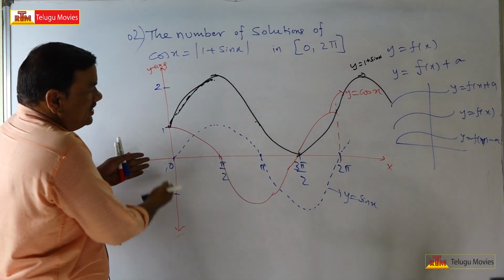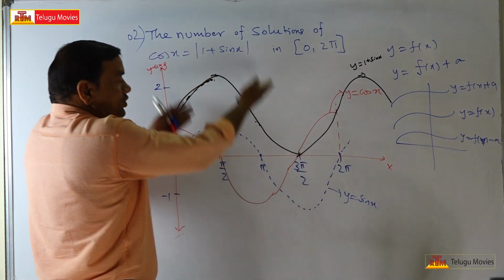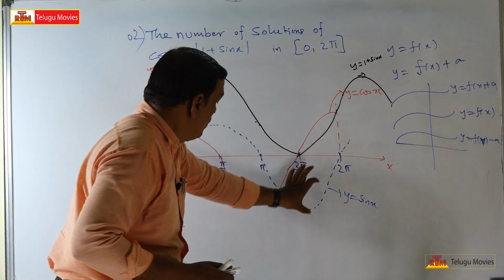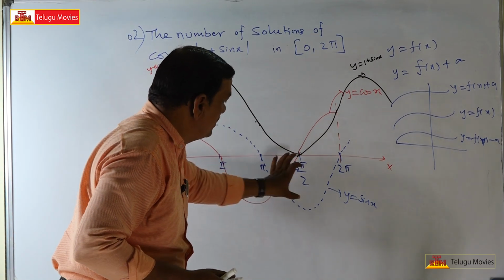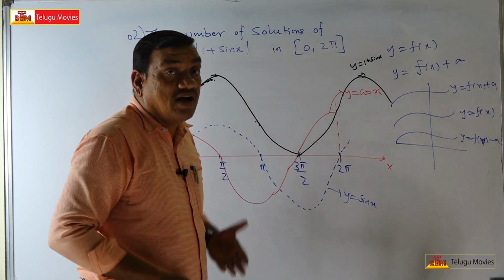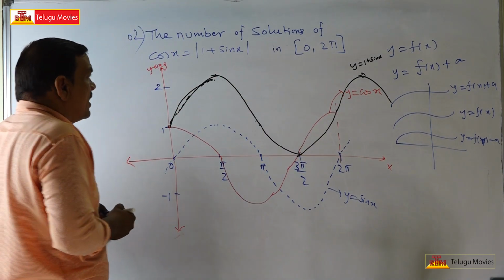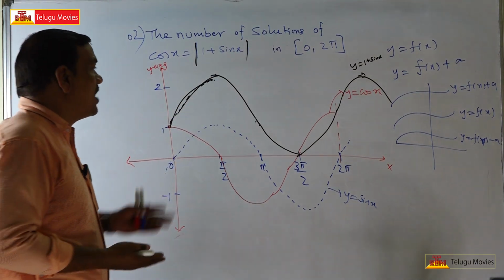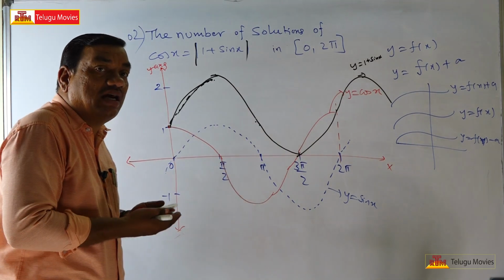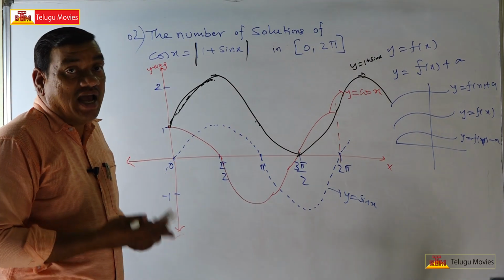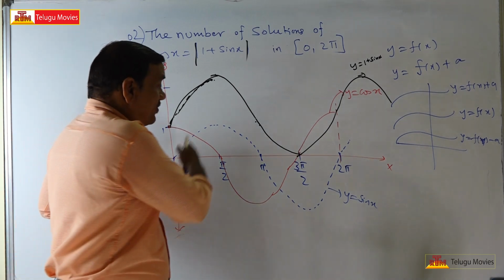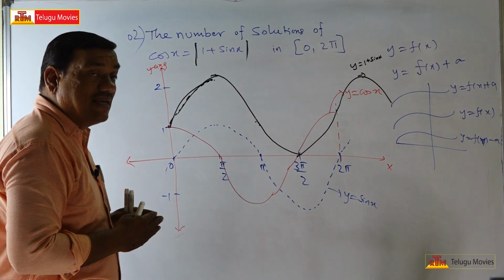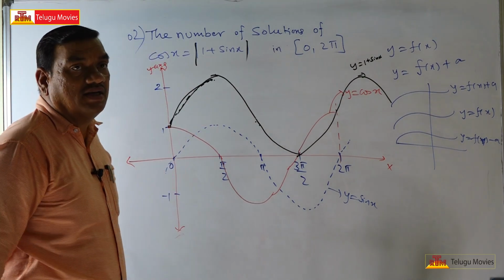That means if you observe the graph against the dotted lines, it was raised by 1 unit. Here 1 unit, here 1 unit, here 1 unit. The graph is raised by 1 unit. Coming to the modulus part, if you observe the total graph, this black line is above the x-axis only. The y is equal to sin x graph has some parts below the x-axis, but the modulus of 1 plus sin x graph is completely above the x-axis.